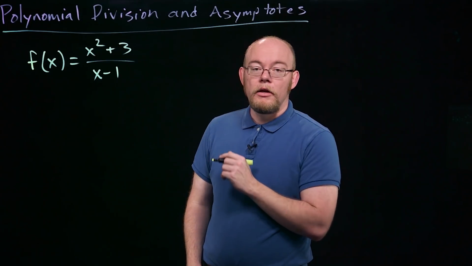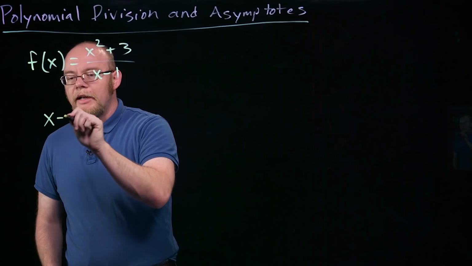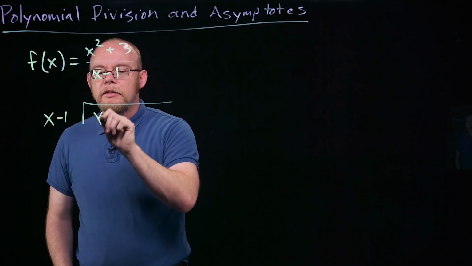So let's go ahead and do long division on this and see what we yield. Now, we're going to divide x minus 1 into x squared plus 3.